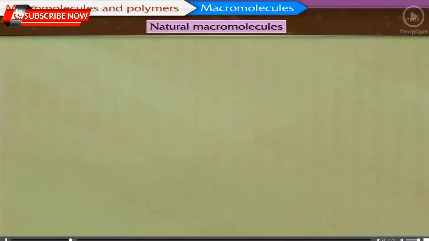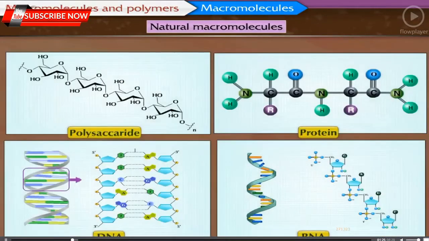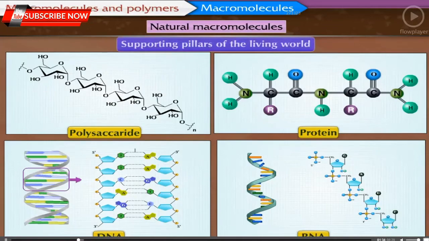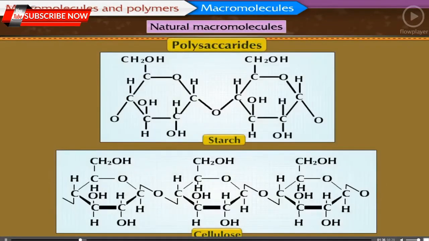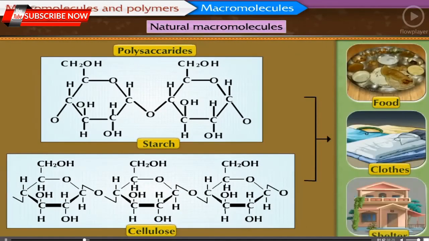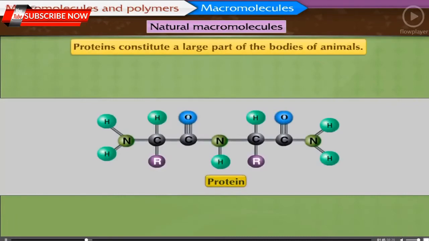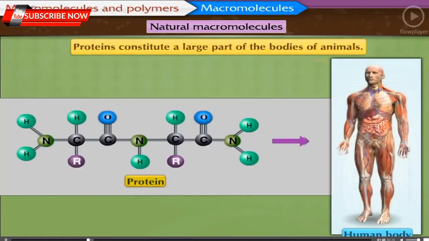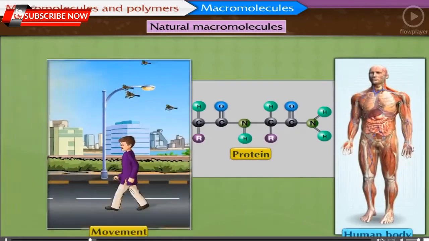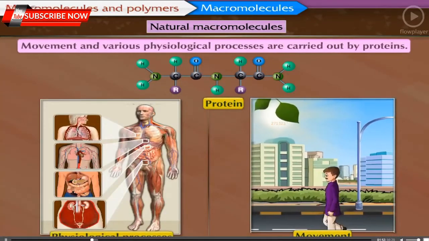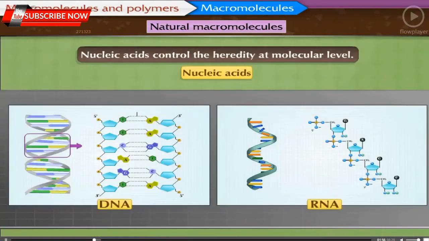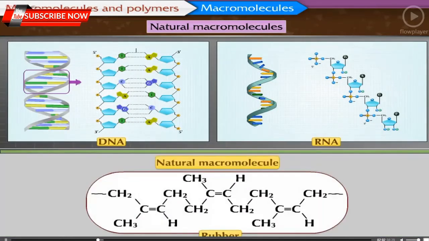Natural macromolecules. The natural macromolecules, namely polysaccharides, proteins, and nucleic acids, are the supporting pillars of the living world. From polysaccharides, namely starch and cellulose, we get food, clothing, and shelter. While proteins constitute a large part of the bodies of animals. Similarly, their movement and various physiological processes are carried out by proteins. Nucleic acids control the heredity at molecular level. Rubber is also a natural macromolecule.